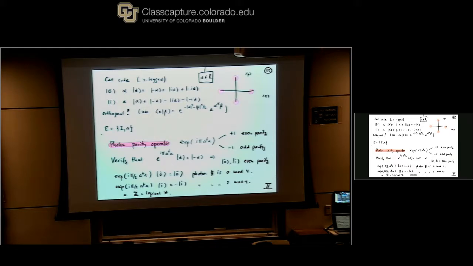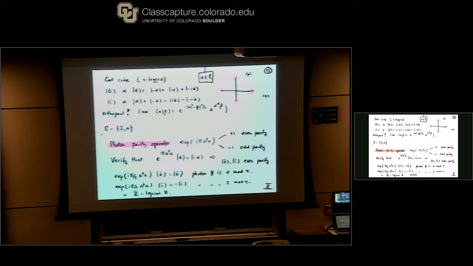Now, one thing you can verify, so you can ask of these two states, what is their photon parity? What's their photon number, what's their photon parity, and so on. So we could do that.